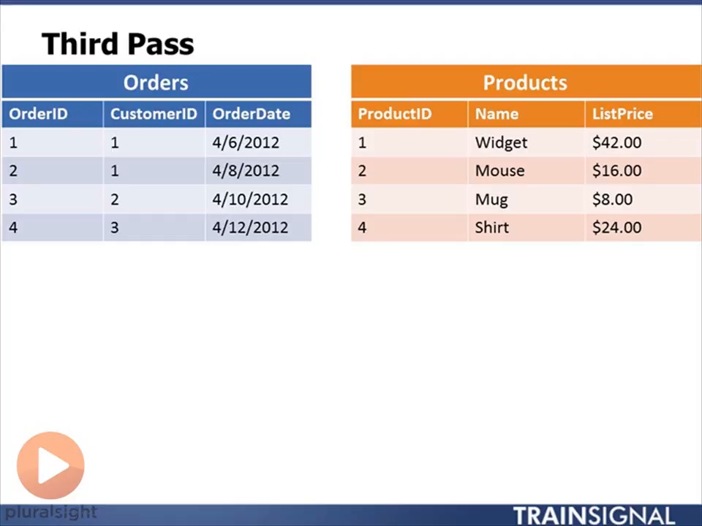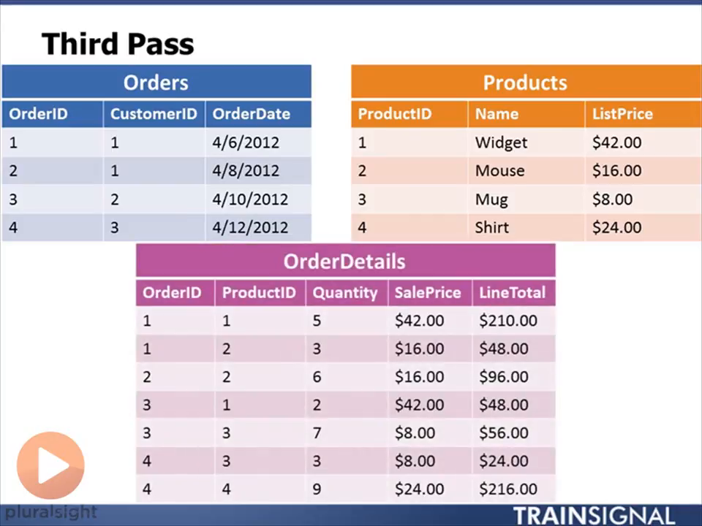Now, what we need is something that's going to bring these two together. So that way my order can have multiple products, my products can have multiple orders. That is where that order details table in the middle is going to come into play. So our order ID is going to point at the orders table. The product ID is going to point at the products table. And now we can have information about each line item.